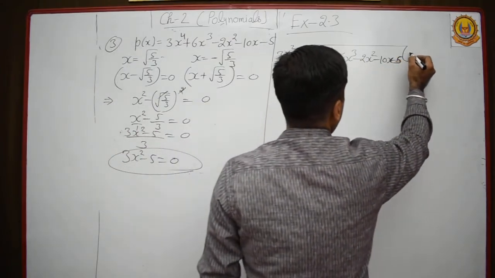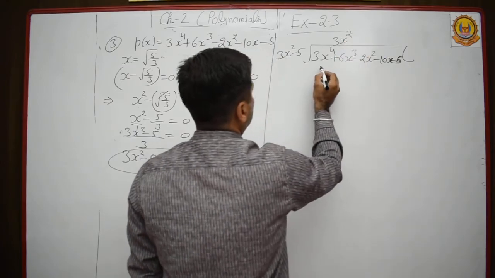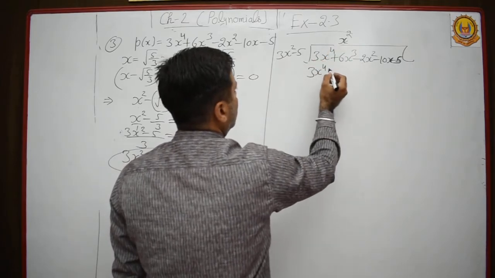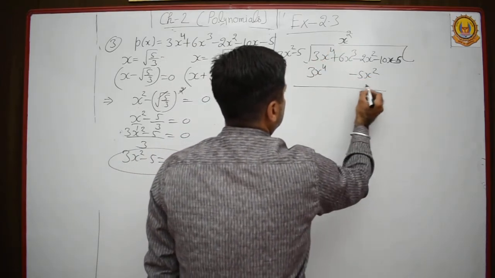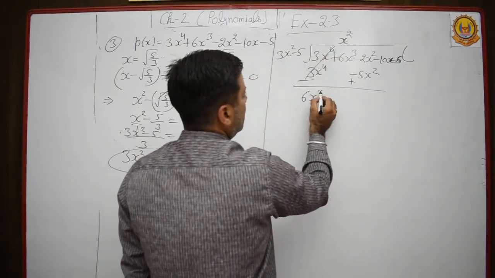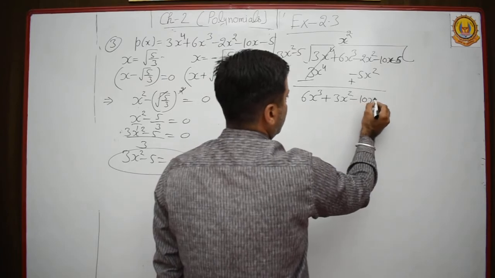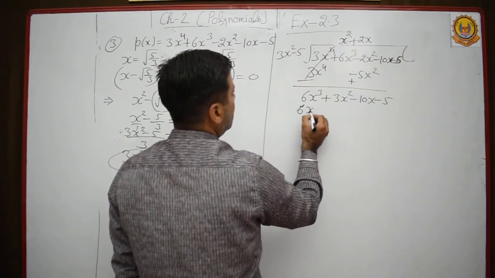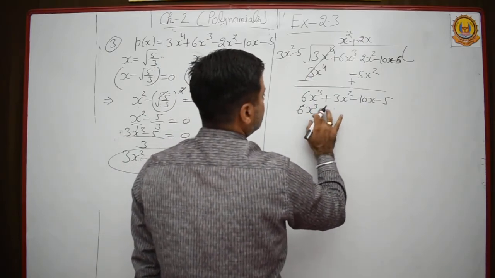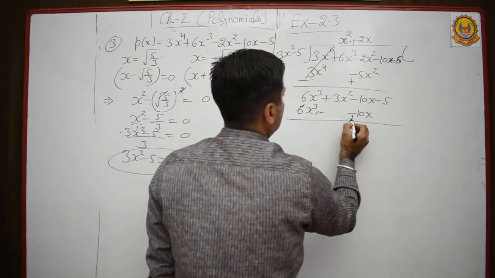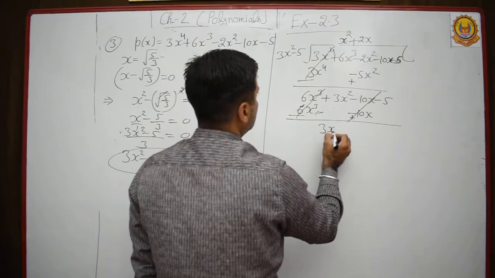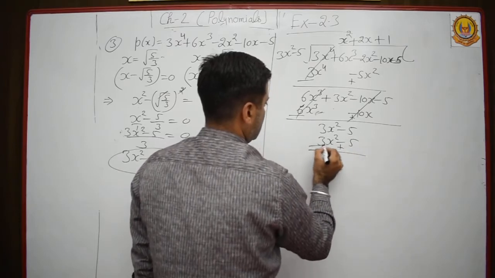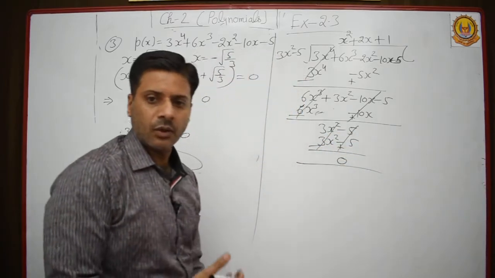So firstly you will get here 3x raised to the power 2, sorry, x raised to the power 2. So here you will get 3x raised to the power 4 and minus 5x square. So plus minus 6x cube plus 3x square minus 10x minus 5. So again 3 to the 6, so 2x multiplied by 2x. So 6x cube minus 10x, change the sign, 3x square minus 5, so 1 multiplied by 1, now you will get remainder equal to 0 because we are applying the factor theorem.